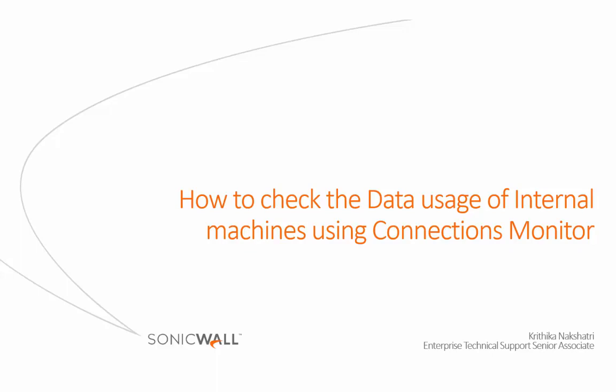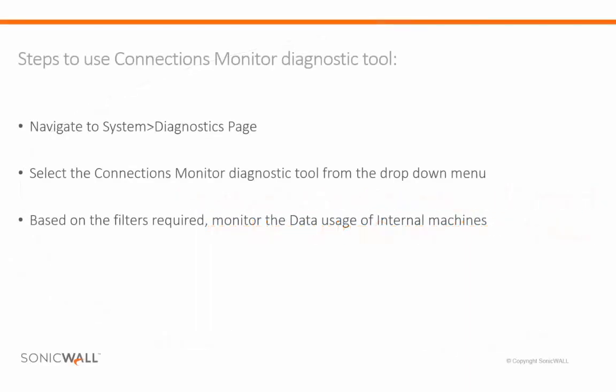In this video, we will demonstrate how to check the data usage of internal machines using Connections Monitor. On the System Diagnostics page of the SonicWall user interface, a diagnostic tool called Connections Monitor has been provided. The active Connections Monitor displays real-time, exportable, filterable views of all connections to and through the SonicWall security appliance.